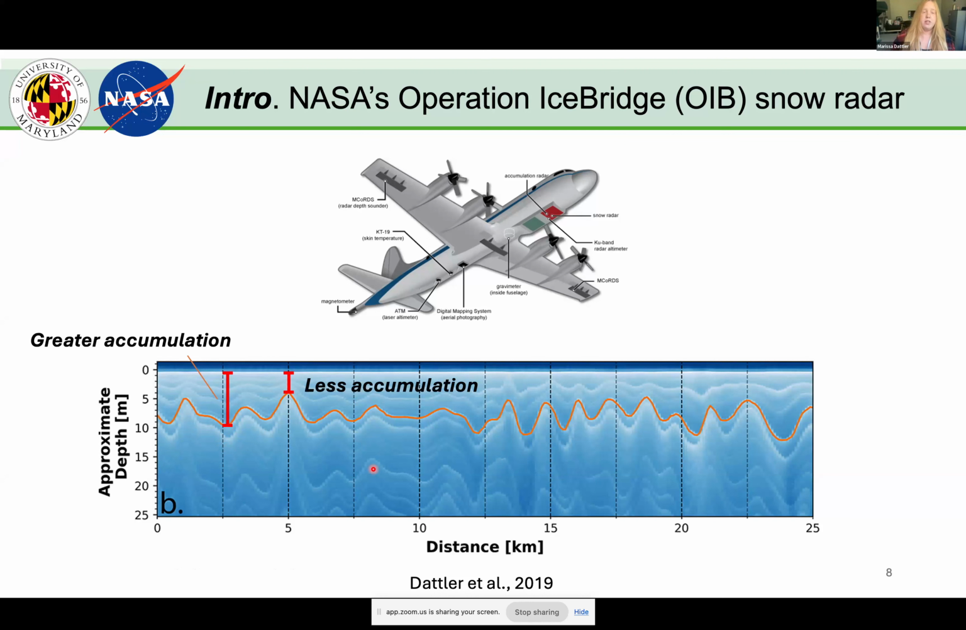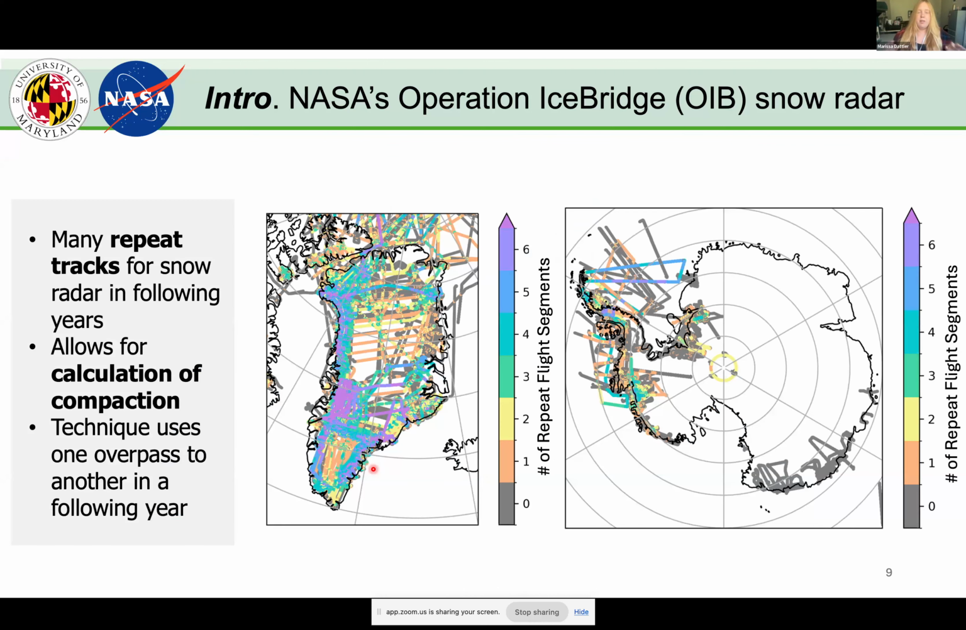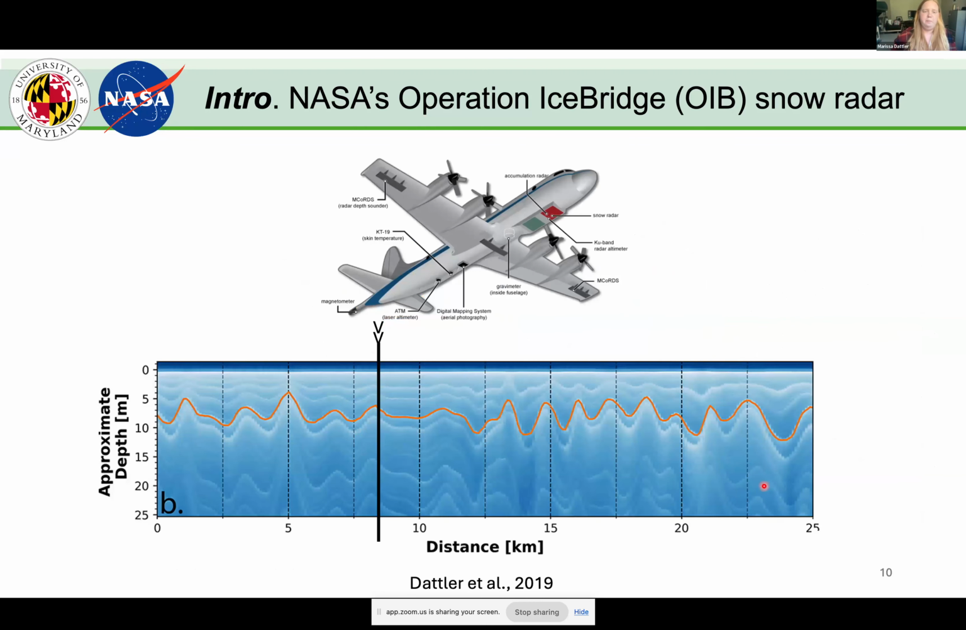Super useful, but taking this one step further, we can actually look at repeat tracks. So not just one image for a specific location. We consider a repeat track of a flight that is overflown a second or third or potentially more times. And we can see that plotted up here in terms of Greenland on the left and Antarctica on the right. Greenland has more repeat tracks for sure, but there are some in Antarctica as well. So this allows us to think about compaction, which is a time-varying variable.